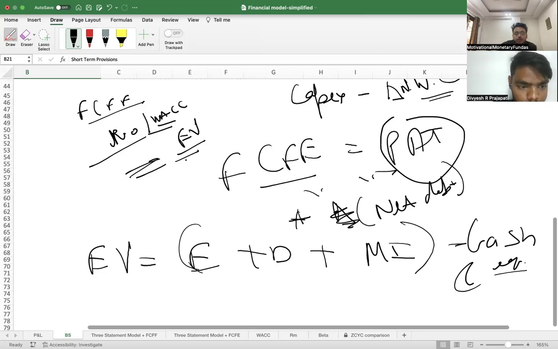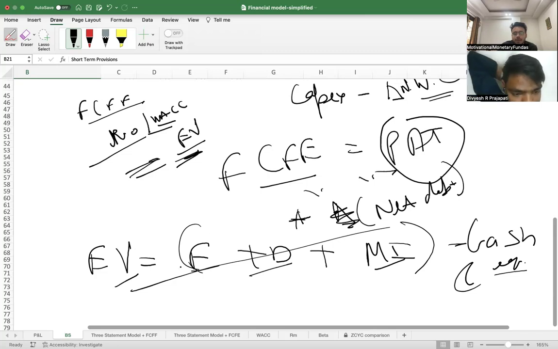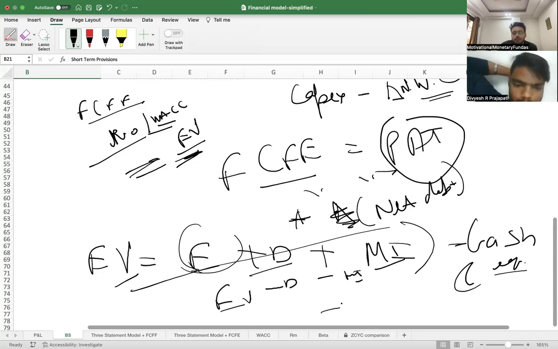So when you're discounting the value, you get the enterprise value. From enterprise value, how to reach the equity value is just a basic maths formula. Just interchange the numbers. You have everything: you have enterprise value, debt value, MI, cash equivalents. Can't you calculate equity? Simply you can do that. EV minus debt minus MI plus cash and cash equivalents. You do that, you get the equity value of a company.